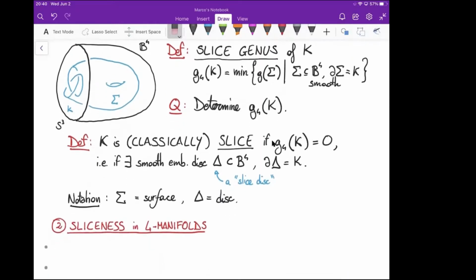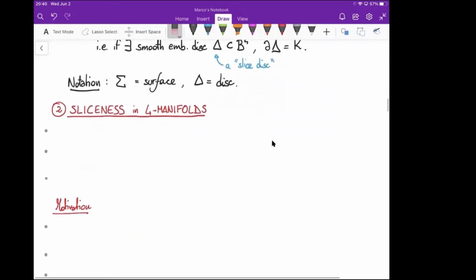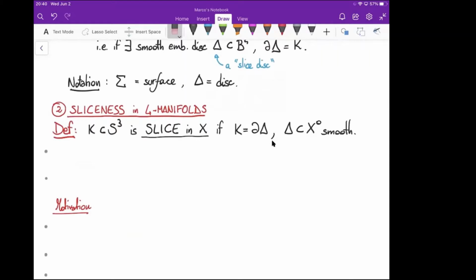So this notion of sliceness actually generalizes to other four-manifolds, and this is really connected to the question that we were asking at the beginning, because we're looking for minimum genus surfaces inside some four-manifolds. So let me give a couple of definitions. The first one is that a knot in S3 is slice in a four-manifold X, where X is a closed four-manifold, if it is the boundary of a disk that is smoothly embedded in X minus the interior of a four-ball.